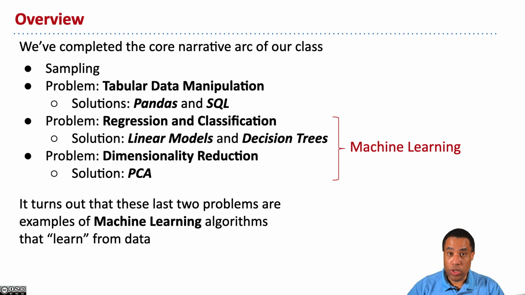We've looked at sampling. We've looked at the problem of tabular data manipulation and the solutions of pandas and SQL. We've looked at the problems of regression and classification and the solutions of linear models and decision trees. We've also looked at the problem of dimensionality reduction and the solution of principal components analysis and singular value decomposition. And it turns out that if you look at these last two problems, they're examples of machine learning algorithms. And these algorithms learn from data.